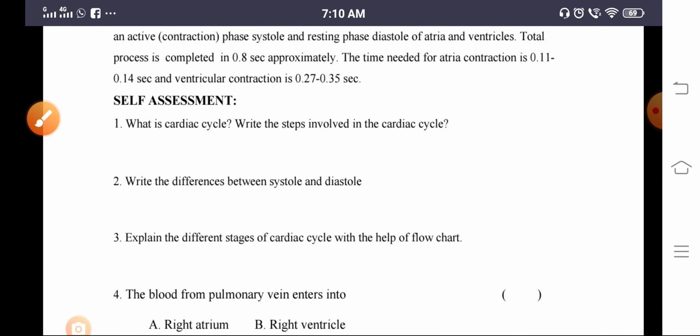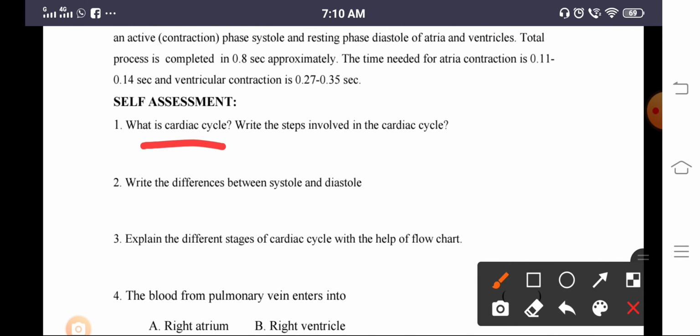Now what we learnt: what is cardiac cycle? The answer is, the contraction and relaxation of auricles and ventricles is called cardiac cycle. Write the steps involved in the cardiac cycle. There are 5 steps we have seen. In first step, all the chambers are relaxed. In second step, contraction of auricles, and in third step, relaxation of ventricles. In fourth step, contraction of ventricles, and fifth step, relaxation of ventricles. We can see that in fourth and fifth we get the lub and dub sounds.